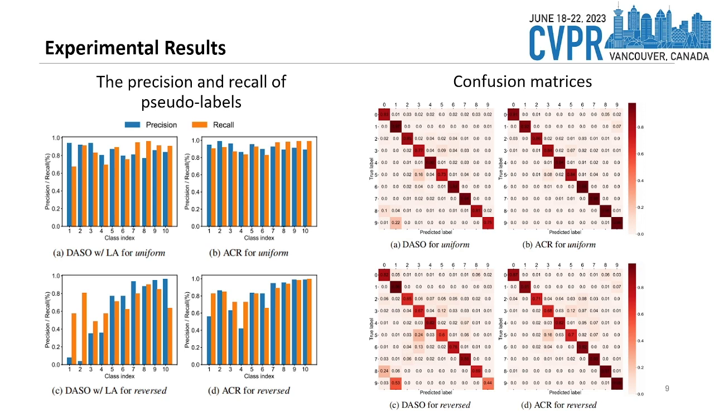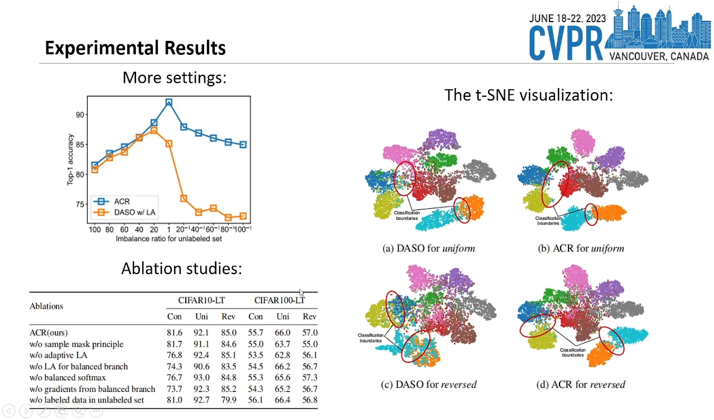We can also conclude two key observations from the confusion matrix. ACR achieves higher overall accuracy for all classes, and ACR significantly improves the minority class accuracy. We also generalize ACR to more realistic LTSSL settings. The performance gain becomes increasingly significant as the class distribution of unlabeled data changes from consistent to reversed. This demonstrates the capability of our method to handle various realistic LTSSL problems adaptively. It can be seen from the t-SNE visualization that the representation obtained by ACR has clear class boundaries. Extensive ablation studies tease apart the factors that are most important to ACR's success.